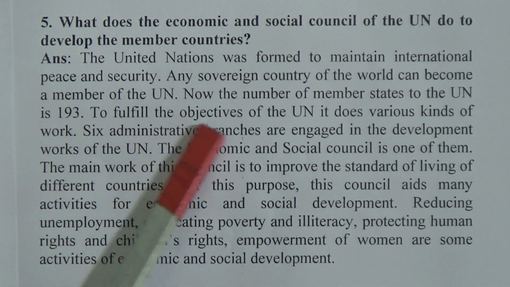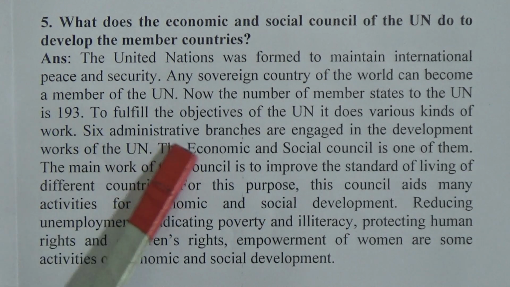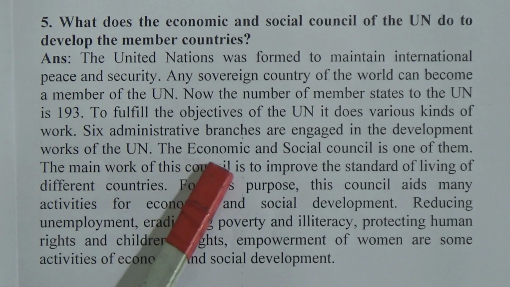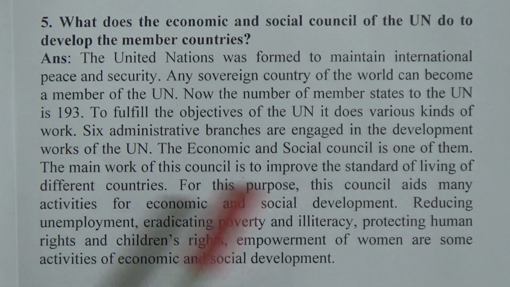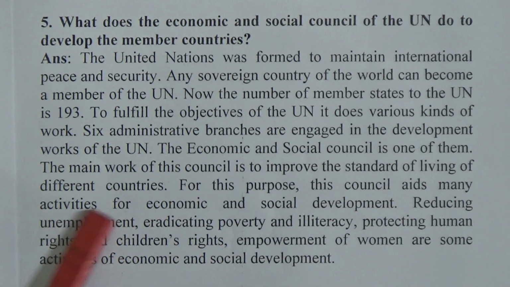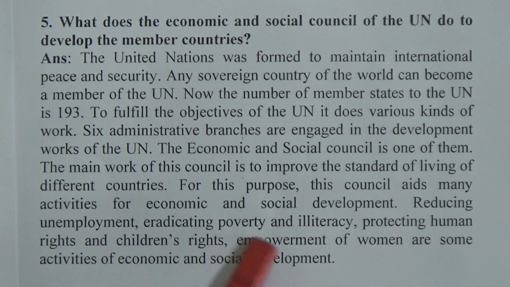To fulfill the objectives of the UN, it does various kinds of work. 6 administrative branches are engaged in the development works of the UN. The Economic and Social Council is one of them. The main work of this council is to improve the standard of living of different countries. For this purpose, this council aids many activities for economic and social development, reducing unemployment, eradicating poverty and illiteracy, protecting human rights and children's rights, empowerment of women are some activities of economic and social development.